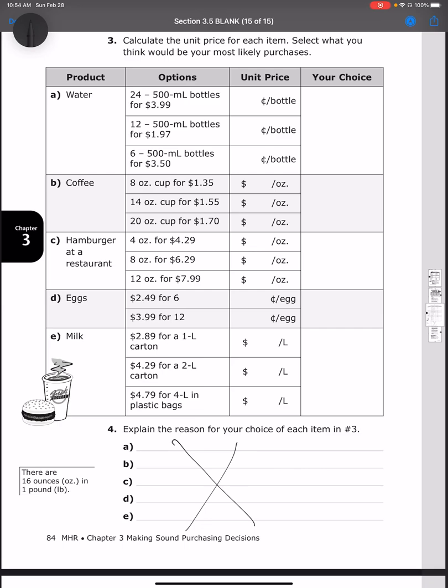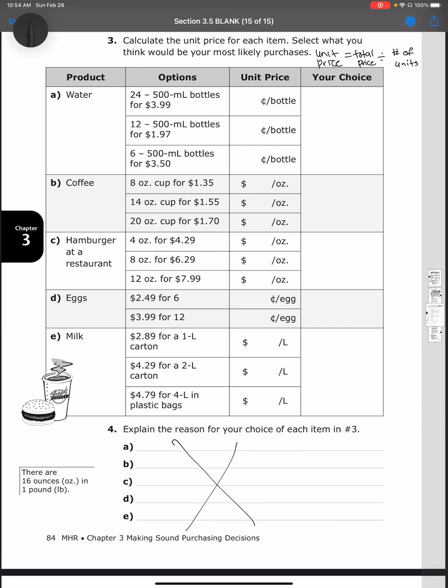So remember, unit price is equal to the total price divided by the number of units. So we're going to use this formula to help us answer these questions. And the reason why I'm having this formula handy is sometimes we can get confused about which number goes first. It's always going to be the price number that goes first in the division statement.